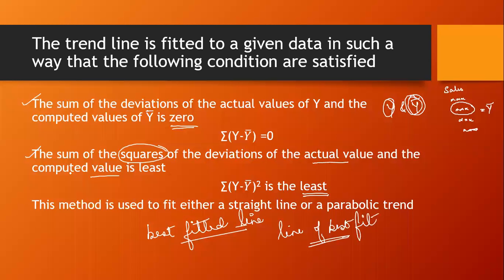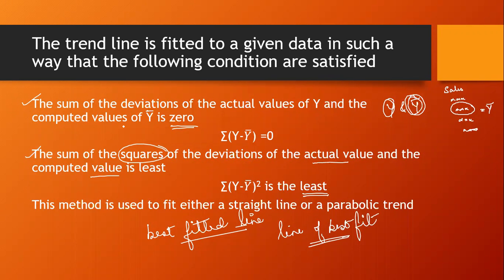These two conditions you keep in mind: when you add the actual values and the computed values, the deviations should give 0. Second condition is when you square those deviations and consider them, it should give you the least value. So this is just for 2 marks. They may ask you to write the conditions.